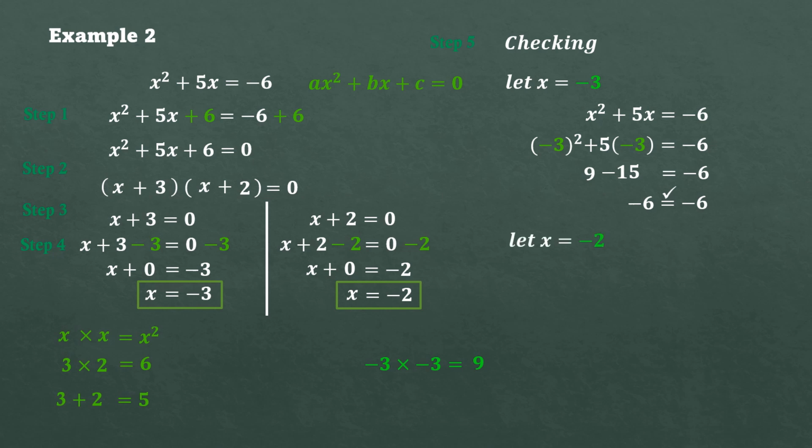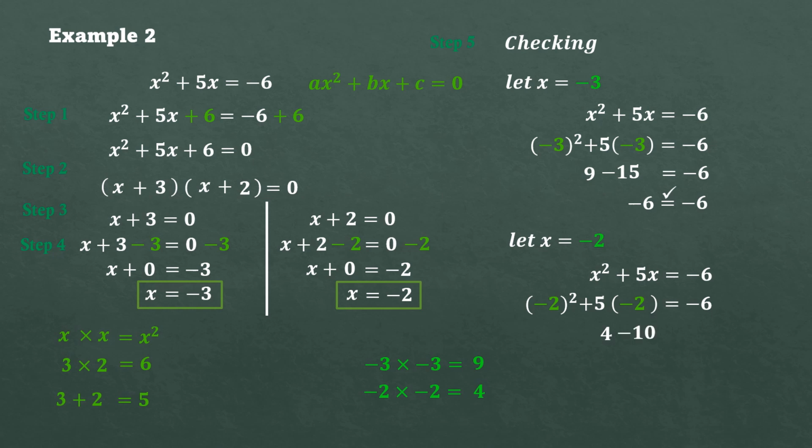Let us also check the other value of x, which is negative 2. Let x is equal to negative 2. Get the original equation, which is x squared plus 5x is equal to negative 6. Substitute the value of x, which is negative 2: (-2) squared plus 5 times (-2) is equal to negative 6. Let us simplify. Negative 2 squared is negative 2 times negative 2, which is equal to positive 4.